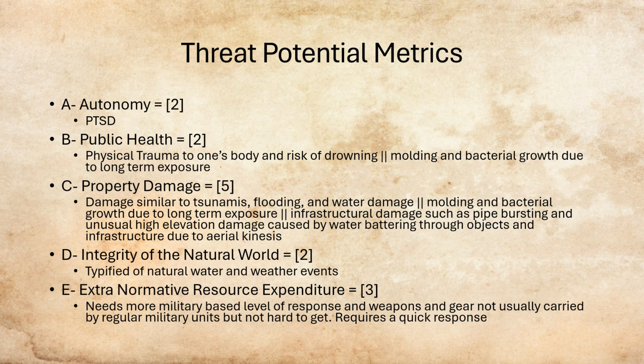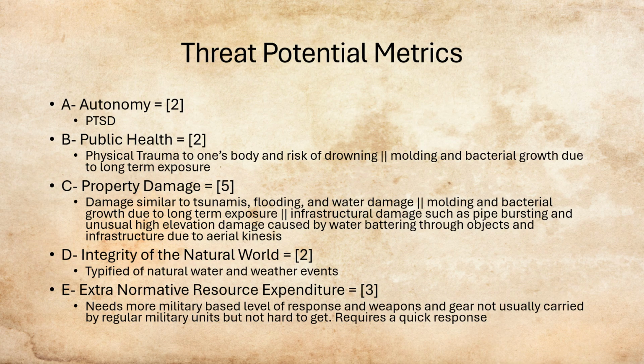As for the threat potential metrics, which are all rated out of 20: A. Autonomy is rated at a 2 for PTSD. B. Public health is rated at a 2 for physical trauma to one's body and the risk of drowning, molding and bacterial growth due to long-term exposure.